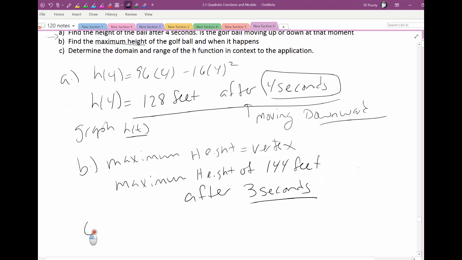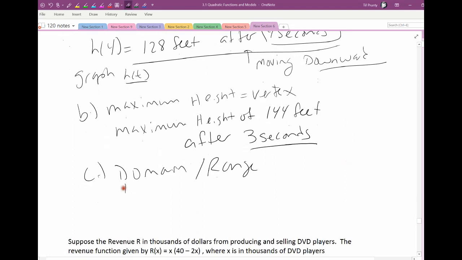Alright, the last question, C, determine the domain and range in context to the application. What that means in context is what makes sense. Remember, we're dealing with time for domain, so time is always positive, and we're dealing with a distance, height above the earth, which is also always positive. It can be 0, you can be on the ground, but you're always positive. Same thing with time.